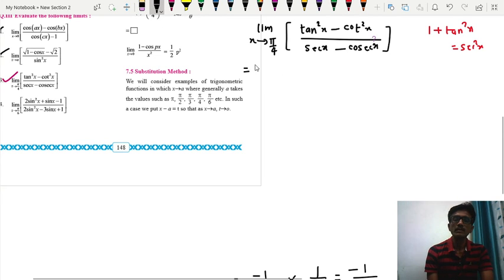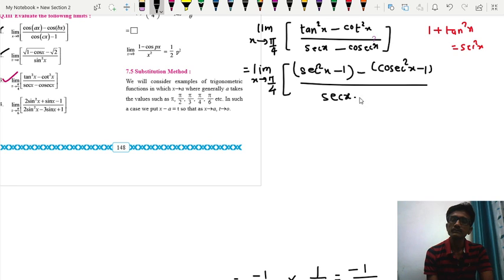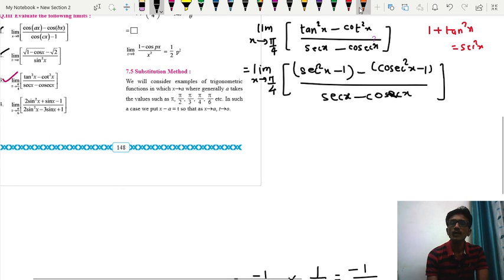So this is limit x tends to pi by 4, here tan square we'll write sec square x minus 1, and minus cot square x we'll write cosec square x minus 1, upon sec x minus cosec x. Here this 1 is getting cancelled. This minus of minus 1 will be plus 1 and it is getting cancelled.